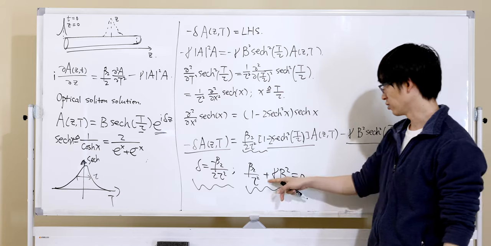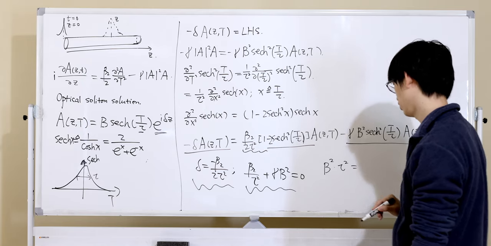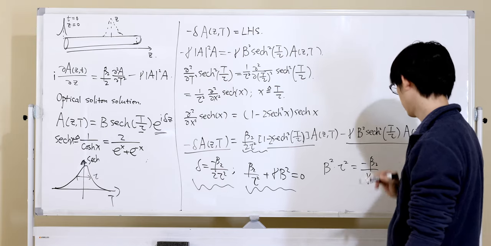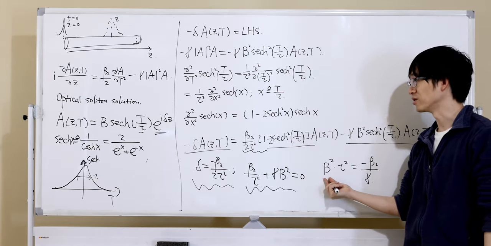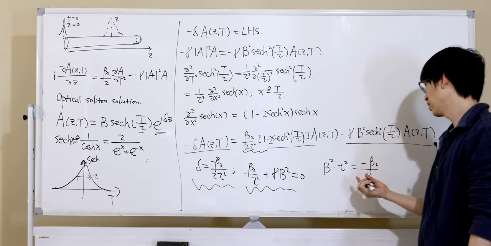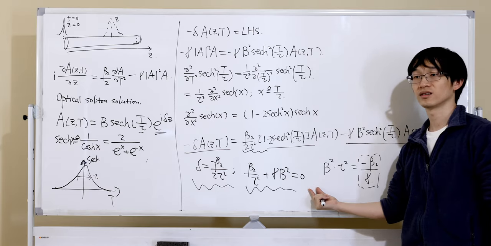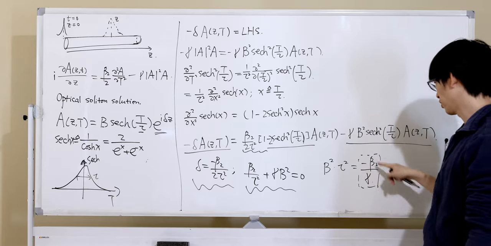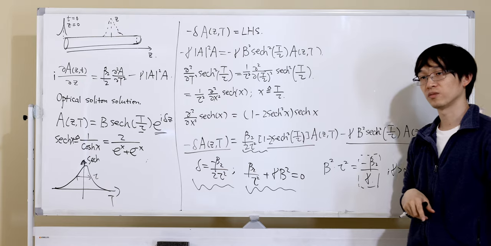So what this equation really tells you is B squared times tau squared equals minus beta 2 divided by gamma. I think I'm correct. So it tells you that the net product of your amplitude times your pulse width is actually a fixed number, and the number is set by this coefficient. Also, the left-hand side is positive, the right-hand side is some coefficient, and we know gamma is always larger than zero for all materials. And beta is dispersion, it could be plus or minus.